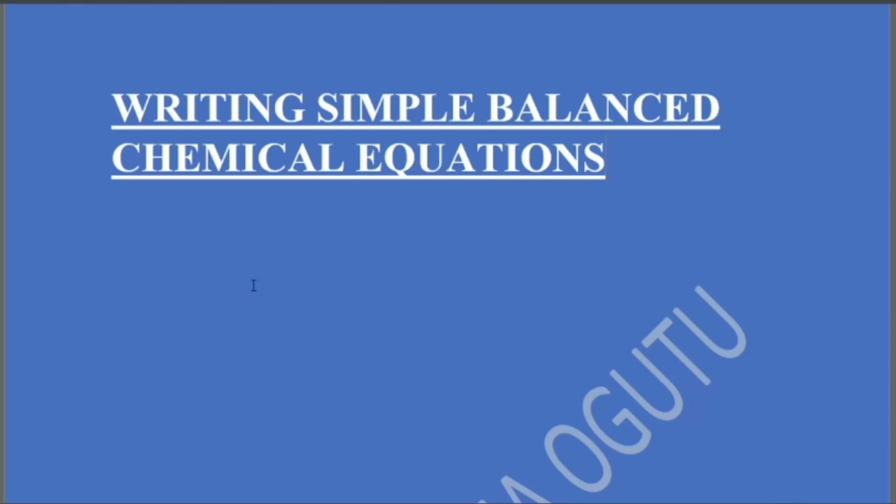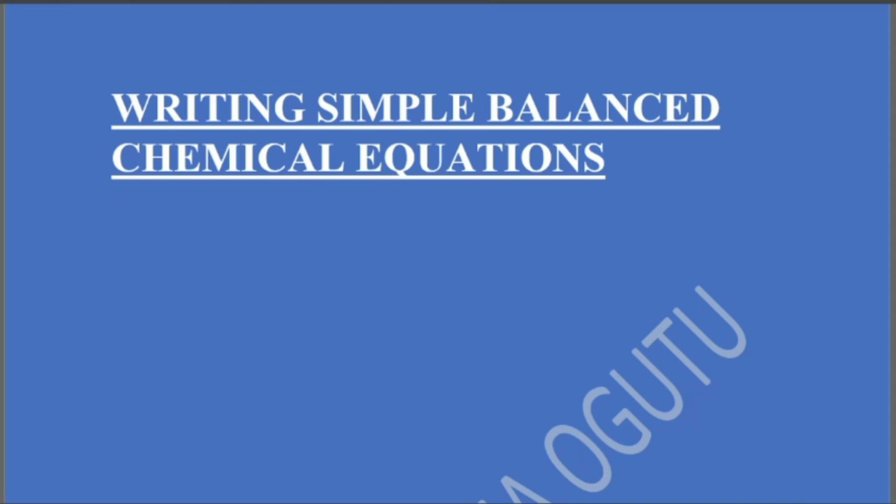Having looked at how to write a chemical equation using symbols, remember we started by writing the chemical equation using only words. Now we have written the chemical equation using symbols, so we want to see how we can balance this chemical equation.